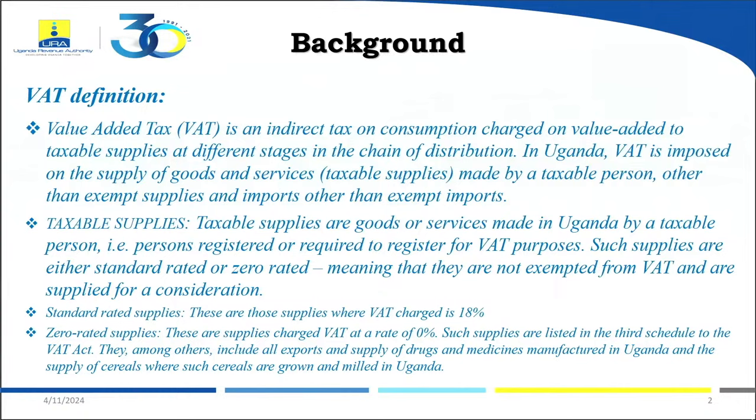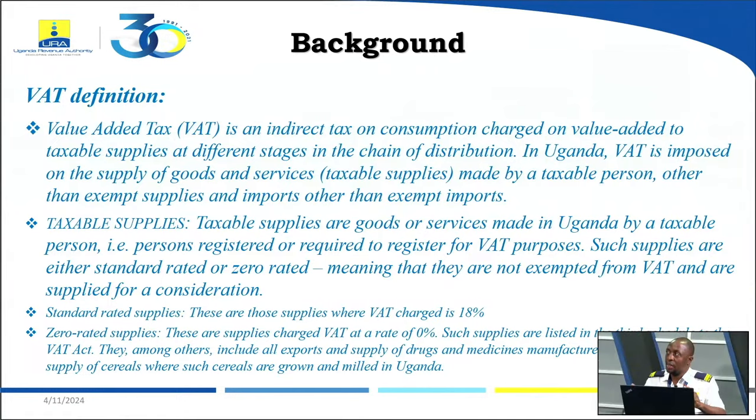So most taxpayers normally mistake zero rated and exempt. So you'll find that a zero rated taxpayer, when they are filing a return, will claim the input that they incurred on other things where they were charged VAT. But someone who is supplying exempt supplies does not claim anything, because the return will not show any input that you're supposed to claim. You're dealing in exempt, so you don't need to claim any input from any purchase you incurred. So that is the difference between zero rated and exempt.